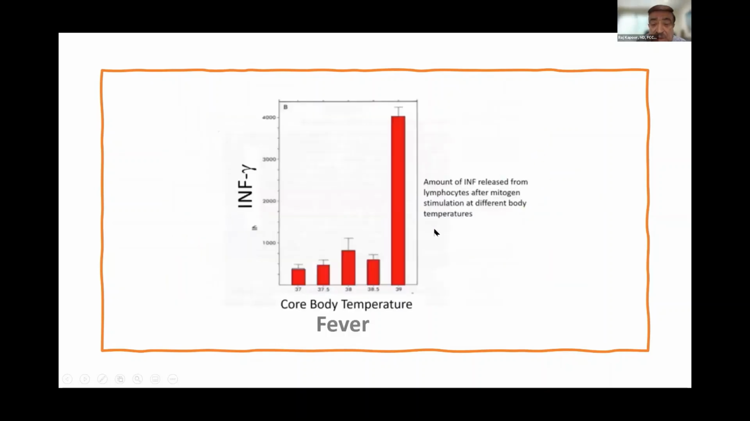Also, interferon is 10-fold more when there is body temperature. When the core body temperature increases, the interferon production increases, you see. This has been seen in lab work, by inducing mitogen stimulation to see the interferon response at high temperature. So now we are having fever and we are trying to suppress the interferon response.